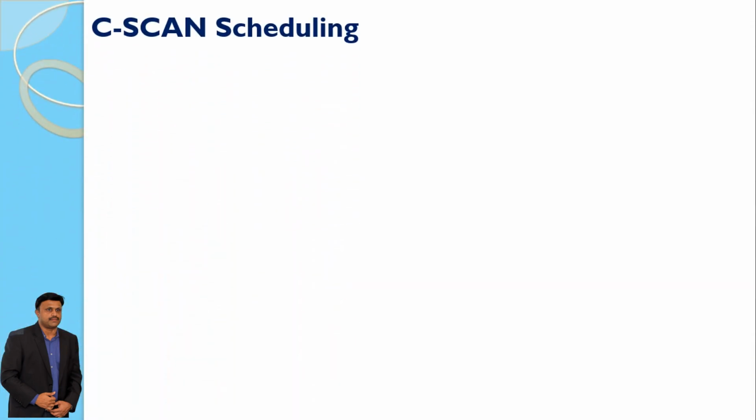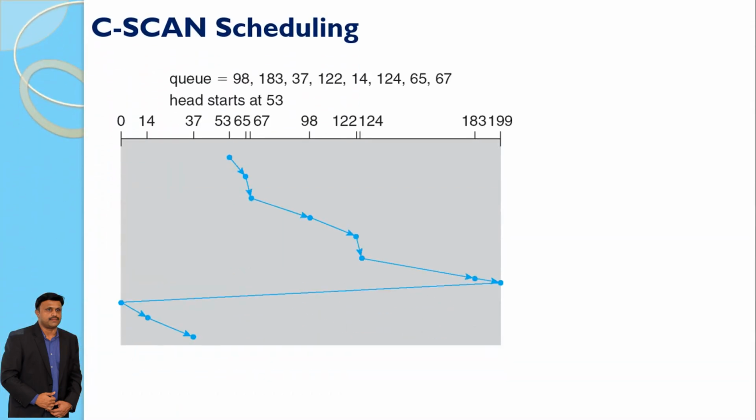C-scan scheduling is a disk scheduling algorithm where the head starts at a given position and services requests in one direction until it reaches the end, then jumps back to the beginning and continues. This method ensures a more uniform wait time.